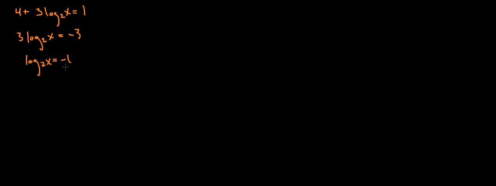Here it doesn't matter if it's equal to a minus, because this is what the exponent is going to be equal to. It's alright if the exponent is negative. So now I have an exponential equation. I can convert this back to just regular exponential form. So I have x is equal to 2 to the minus first, and 2 to the minus first is equal to 1 half.